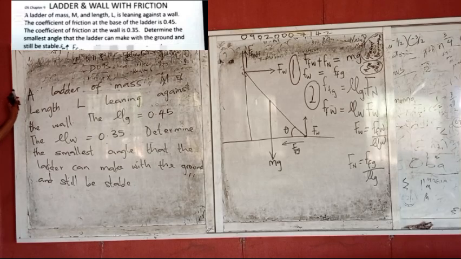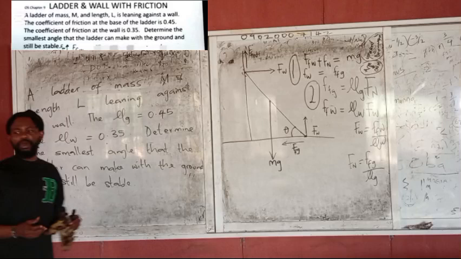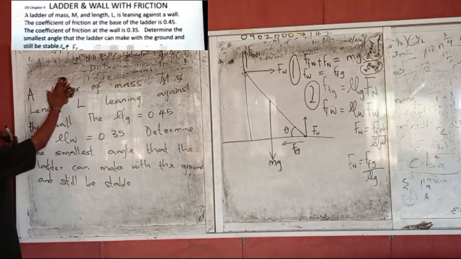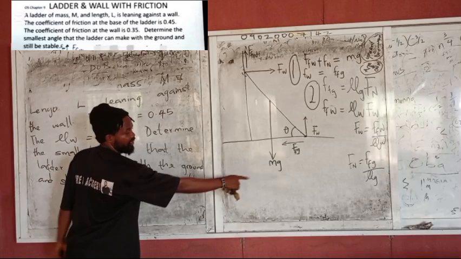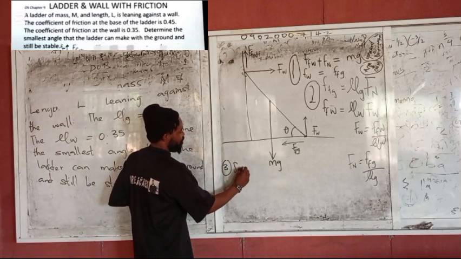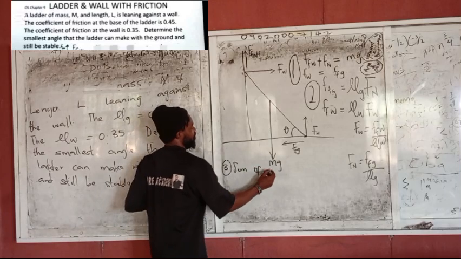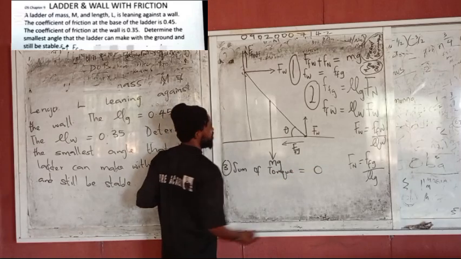So the third one, which is the last one, is to apply the principle of torque. That is, the sum of torque must be equal to 0. So applying that principle of torque, I just want to clean this part a little. Okay, so let me do sum of torque, number 3. The sum of torque, that is clockwise and anti-clockwise torque, must be equal. Sum of torque must be equal to 0.